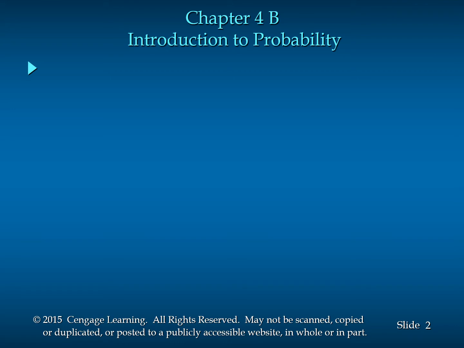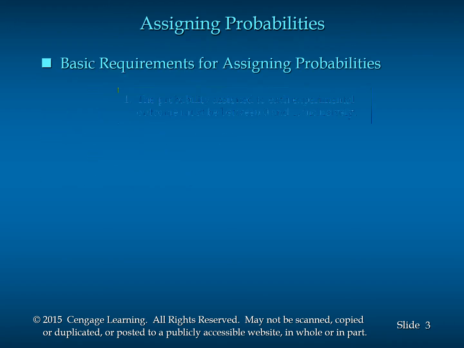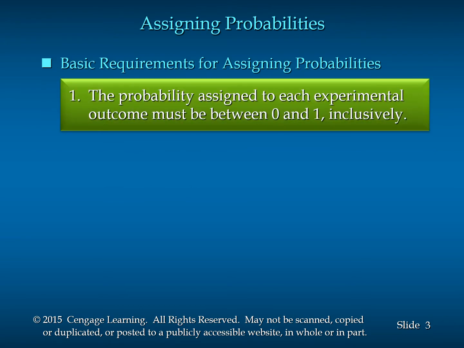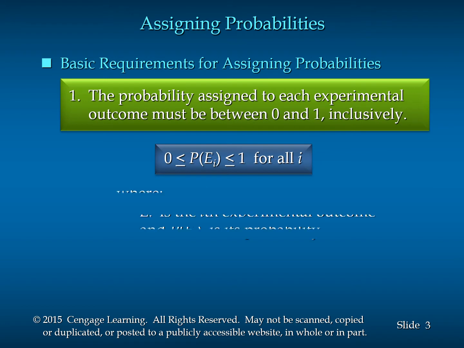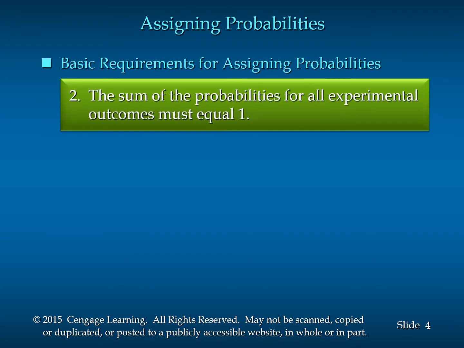In this lecture segment, we will describe in more detail how we will determine events and their probabilities. There are some basic requirements of probabilities. First, the probability of any outcome must be between 0 and 1. You can't have a negative probability. Next, the sum of the probabilities for all possible outcomes in an experiment or situation must equal 1.